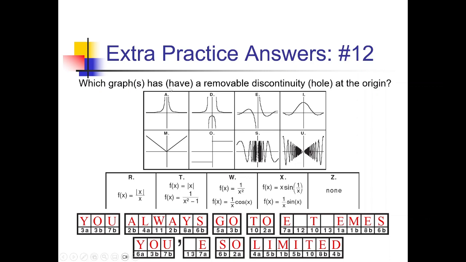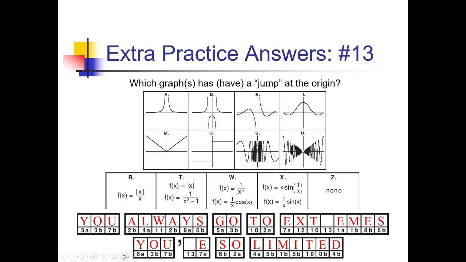For 12, we want to know which graph has a removable discontinuity or hole at the origin. So it's not A, that's an asymptote. This one here was continuous. E has an asymptote. I had a hole. And then M did not. O did not. That was a jump. S did not. U, I think, had one as well, though. So we want, let's see here, X. This was x sine of 1 over x. And this was 1 over x sine of x. So X, then, is this one, going in spot 12.